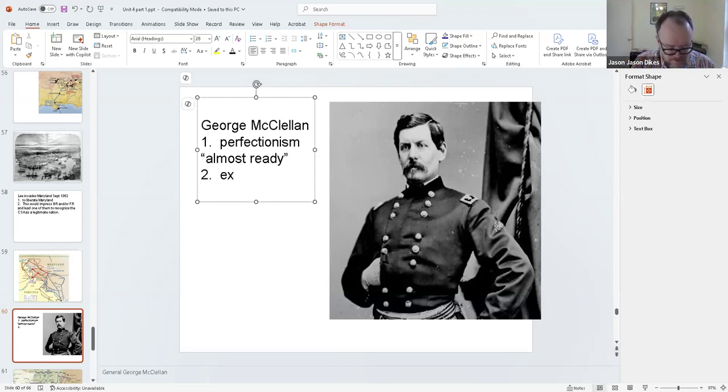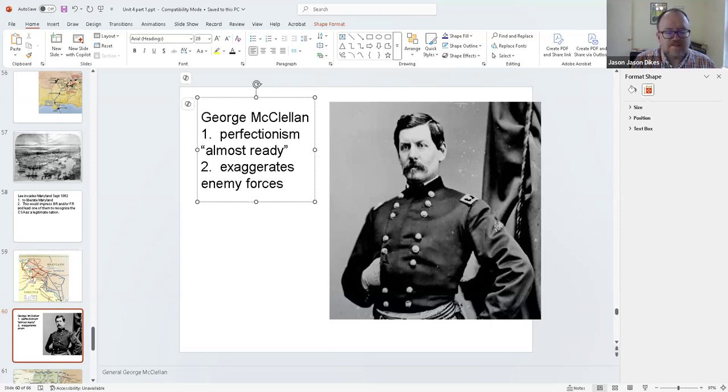Second, he exaggerates the size of enemy forces. For instance, here at Antietam, which is where we're going to, Lee, his opponent, has 41,000 troops. McClellan is convinced that Lee has 150,000 troops. Okay, so he chronically exaggerates enemy forces.